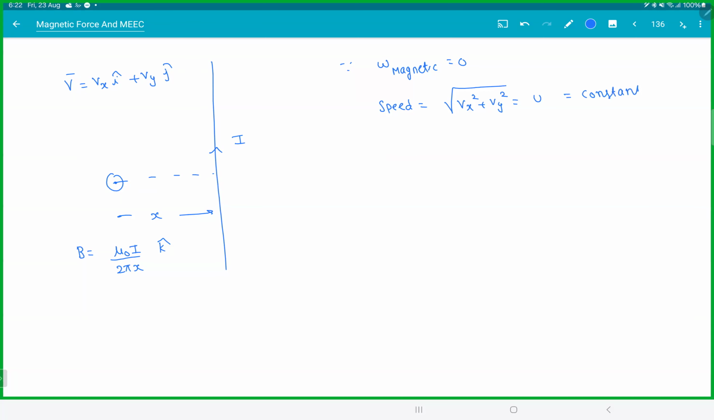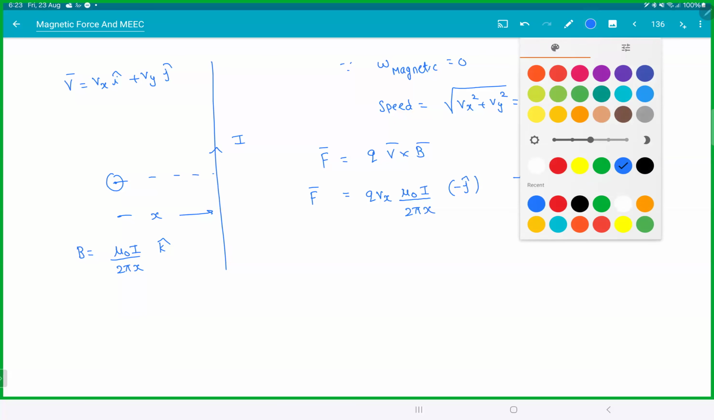So the force on this would be q V cross B bar. This would be q Vx mu naught I by 2 pi x, with i cap cross k cap equal to minus j cap. Then q Vy mu naught I by 2 pi x, with j cap cross k cap equal to i cap.